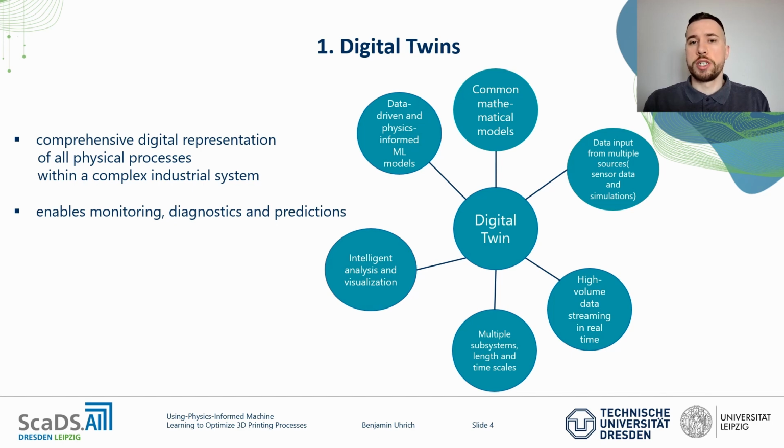So, a digital twin requires data-driven physics-informed machine learning models. Also, common mathematical models are required. We need also data input from multiple sources like sensor data and simulations. High volume data streaming in real time is required. We need multiple subsystems, length and time scales, and at the end, also intelligent analysis and visualization are needed. So with the help of all these parts, a digital twin enables monitoring, diagnostics and predictions of a complex system.